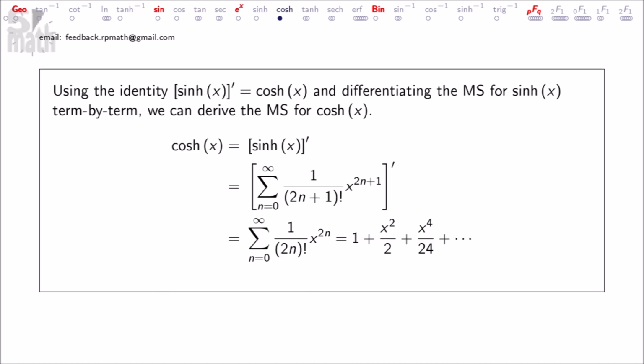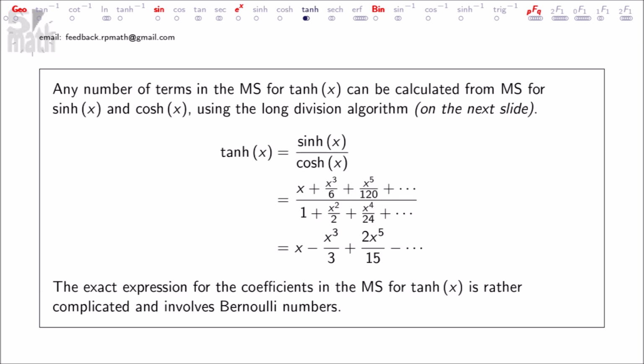Using the identity here and differentiating the Maclaurin series for hyperbolic sine term by term, we can derive the Maclaurin series for hyperbolic cosine. Any number of terms in the Maclaurin series for hyperbolic tangent can be calculated from the Maclaurin series for hyperbolic sine and hyperbolic cosine using the long division algorithm.